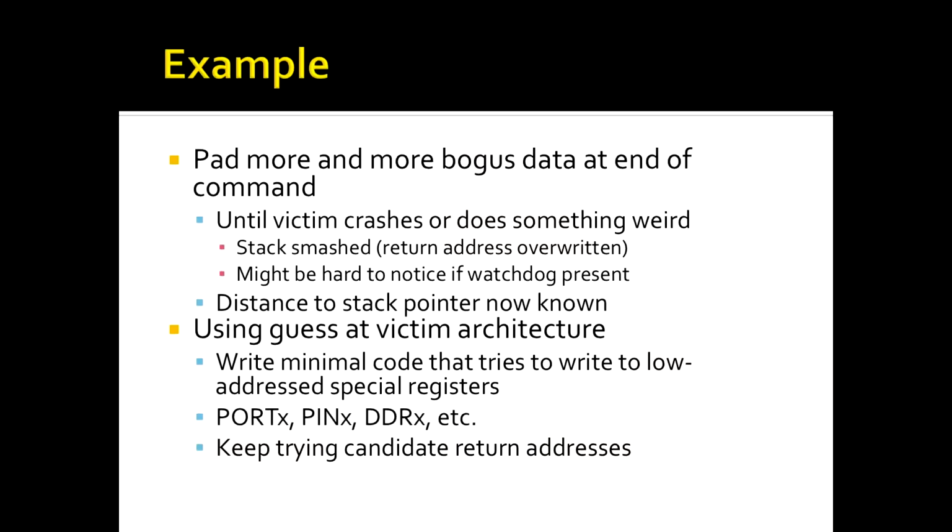Now that you know where the return address is, you can actually start writing programs for this device, because now you control the return address. You can write a tiny little program that tries to write to low-address special registers, like on the Motorola 6800, for example: PORT, which is the output pin value, PIN, which is the input pin, and DDR, which is your data direction register. Start playing with those and see if you can get your I/O pin, or one of the important pins on your victim, to suddenly toggle, because now you know those pins exist and how they're mapped into memory.